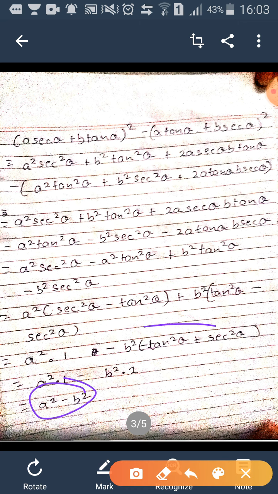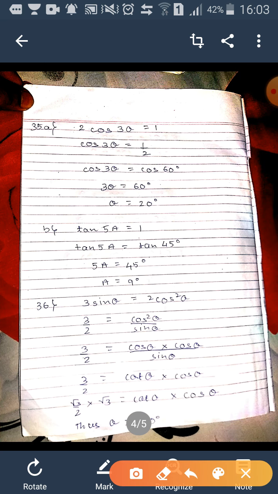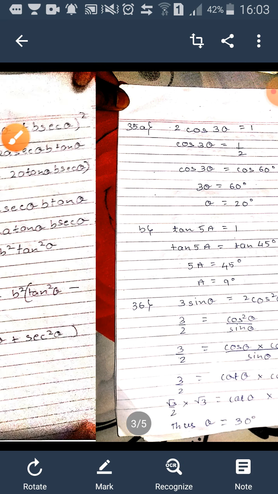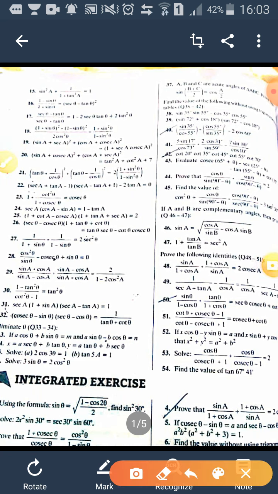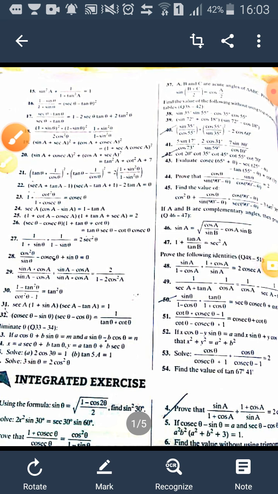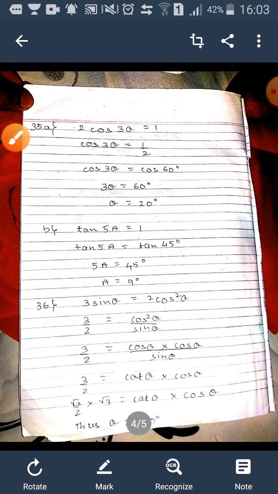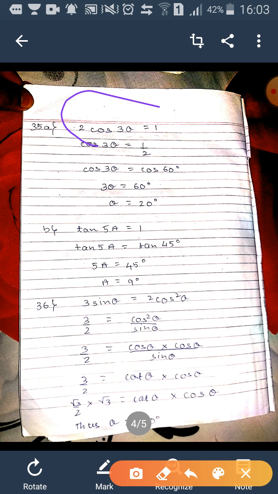Okay, so now we move on to the next sum where they have asked you to prove that. So let's look at this. This one is very easy. At first I decided not to do it, but still I wrote it. 2 cos 3 theta is equal to 1. So find out the value of theta. Yes, 2 cos 3 theta is equal to 1. You need to find out the value of theta.